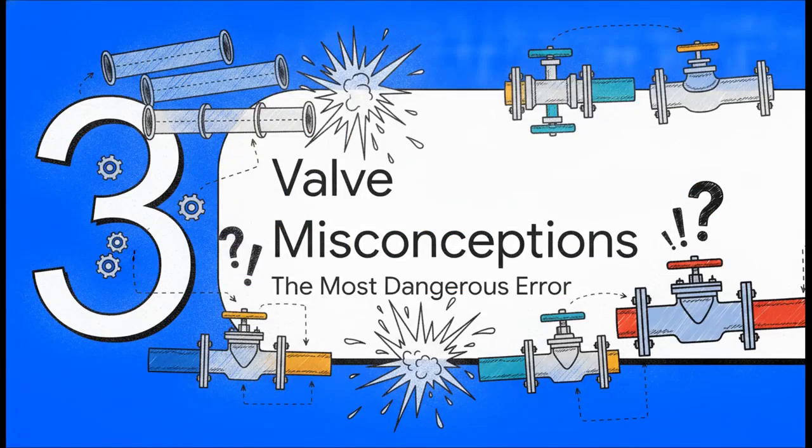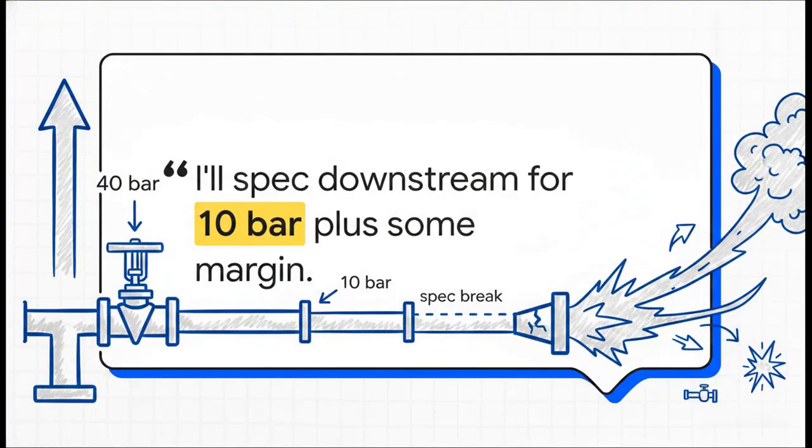Section 3, the control valve misconception. Honestly, this represents the most dangerous error junior engineers make. There's a really common quote you hear in the design office, and it usually sounds something exactly like this: "Great, downstream operates at 10 bar, so I'll just spec the downstream piping for 10 bar, add a 10% margin, and call it a day."